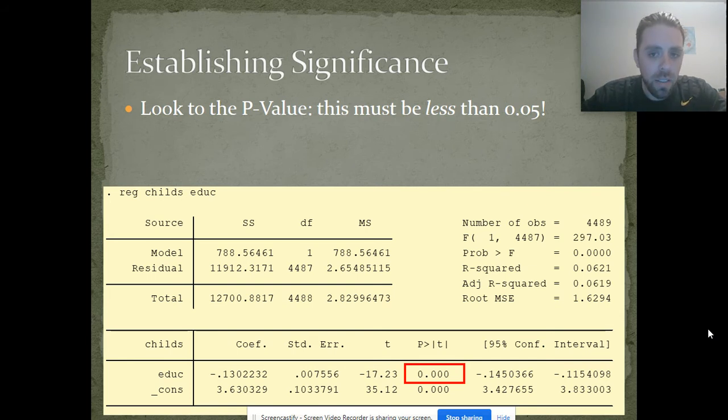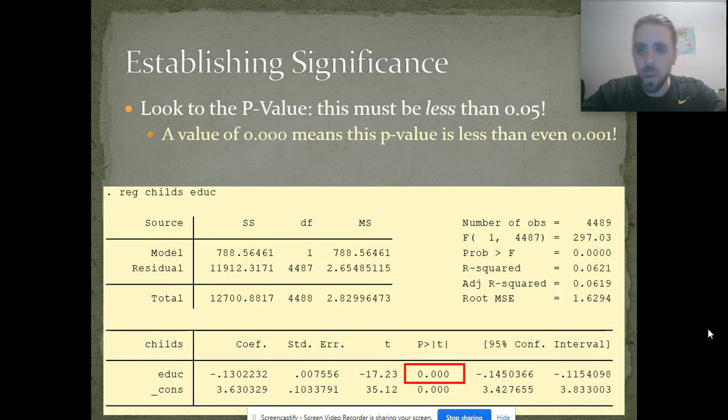between these two variables. Okay, so the key thing to understand here: a value of 0.000 does not refer to zero. Really? Yeah, apparently. No, it means that this p-value is significant beyond the 0.001 alpha. We would reject the null hypothesis with extraordinarily high confidence.